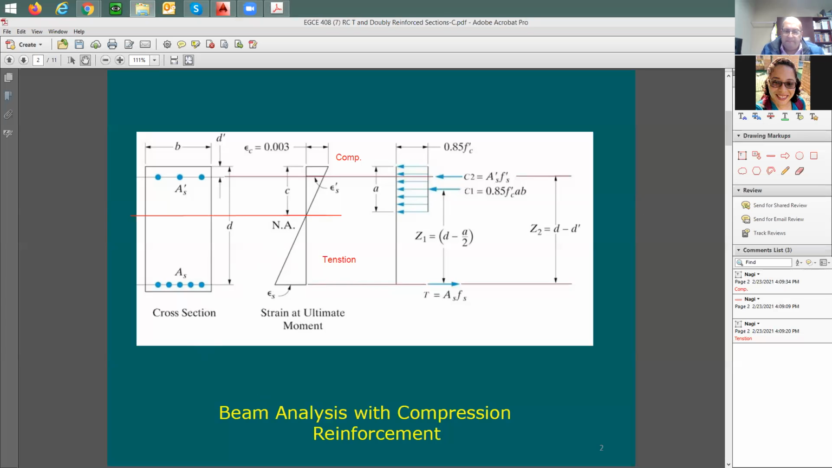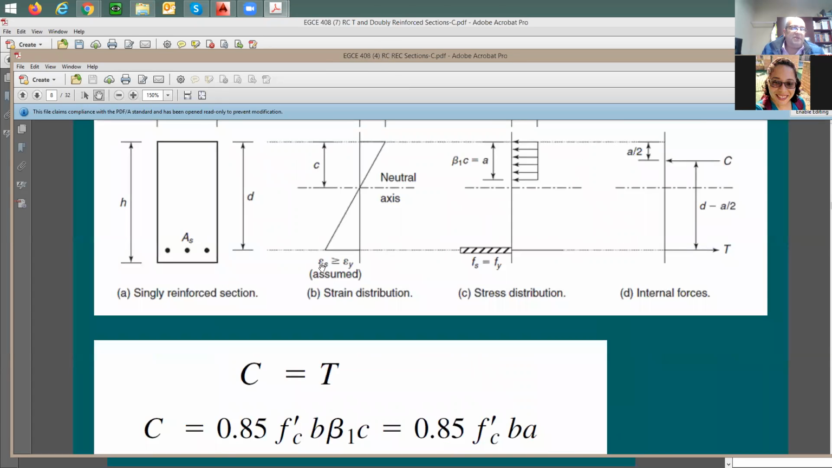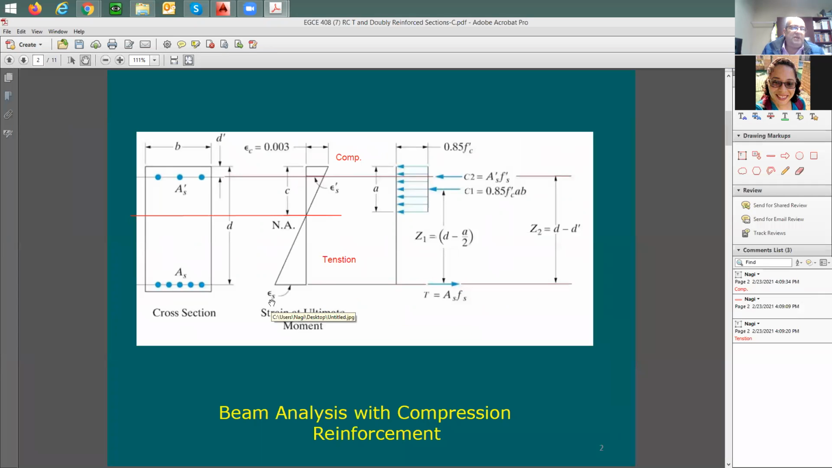Yes, I remember that. Yes, we do. So here's what happened in the past, on the previous slide. Here's the tension. We assumed that the strain in the steel, epsilon S, is greater than or equal to epsilon Y, which is the yield strain, the 0.0021 for grade 60. If this happens, Fs is going to be equal to Fy, and this tension force is going to be equal to F sub Y times As. Same here. If you assume that the strain in the bottom of the steel is going to be more than the 0.002, which is the yield strain, the tension force is going to be equal to As times F sub Y.